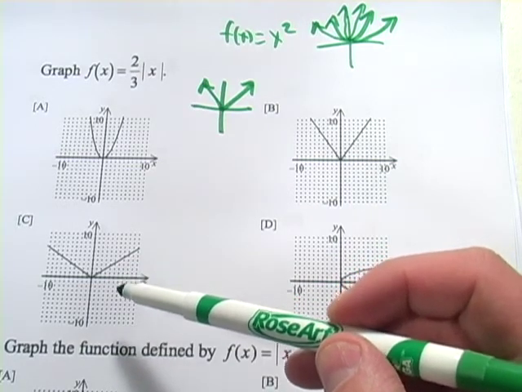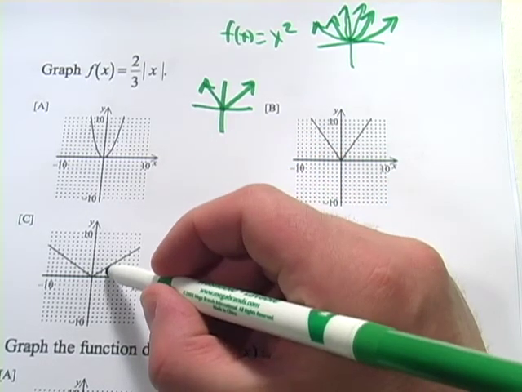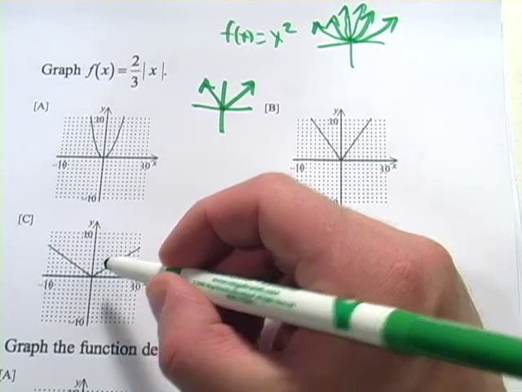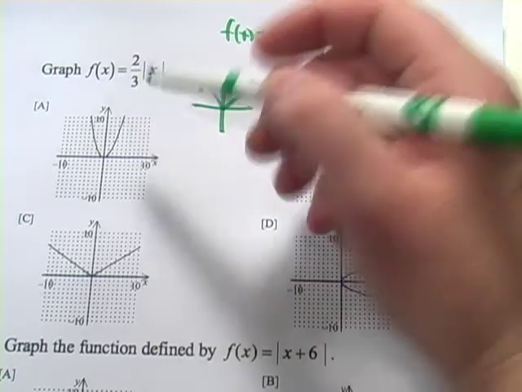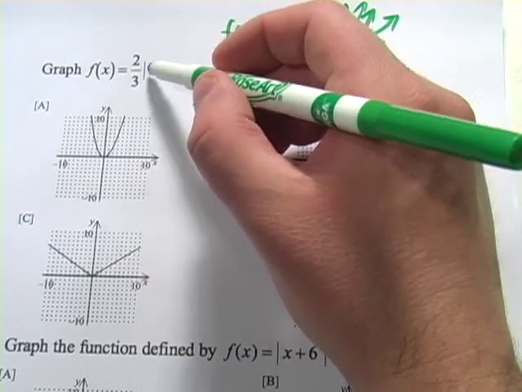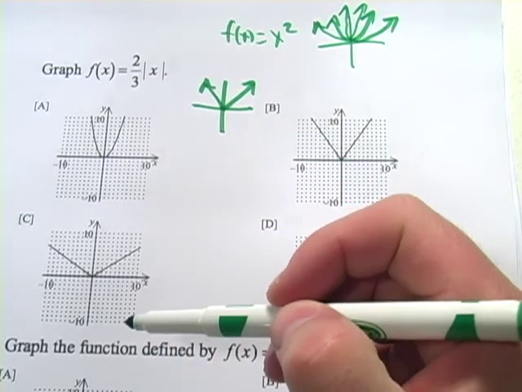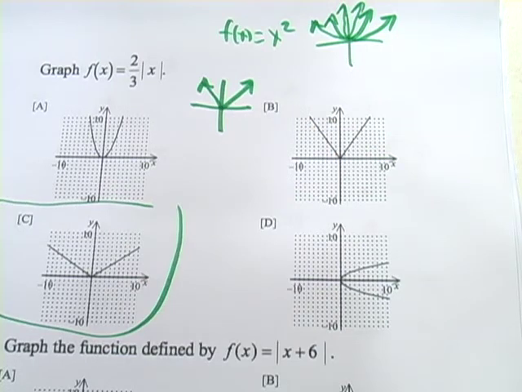I probably want to just check a couple of points. Here's a point that looks like it's the point 3, 2. So if I put in 3 for x, would I get 2? So 2/3 times 3, well, yeah, that's 2. If I put in -3 for x, the absolute value of that is 3, times 2/3 is 2. So that seems to check out. So we'll say C is the right answer there.